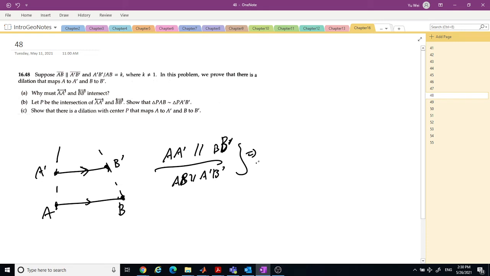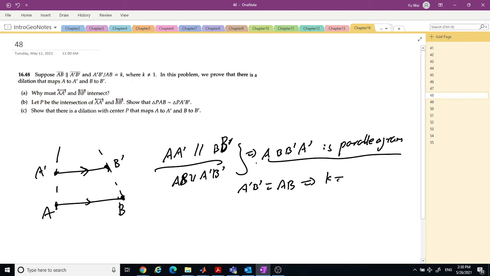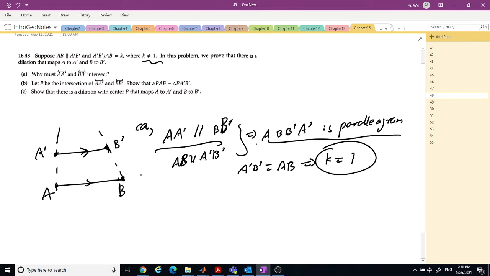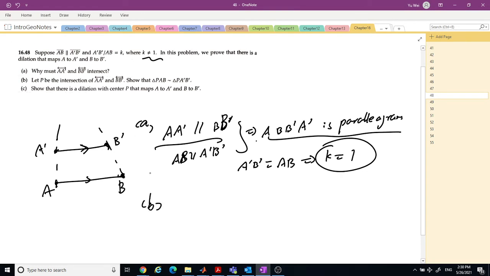That means ABB prime A prime is a parallelogram. If this is a parallelogram, that means A prime B prime equals AB. That means K equals 1. This is a contradiction. Okay, so this is A, B, and P is the intersection. Okay, so they intersect at P, right?